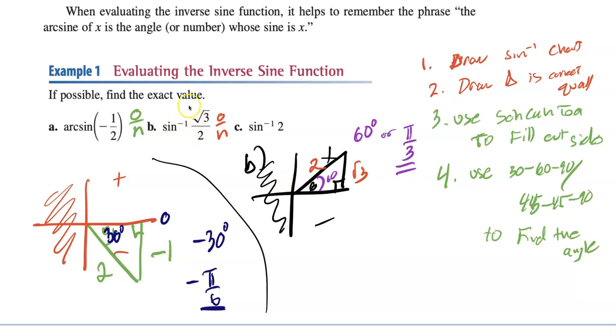So that's the inverse of radical 3 over 2. It's basically saying sine of what angle gets me radical 3 over 2. That's what we're trying to find. Same thing here: sine of what angle gives me negative 1/2. In this case, it was negative pi over 6. Over here it is pi over 3, or 60 degrees.